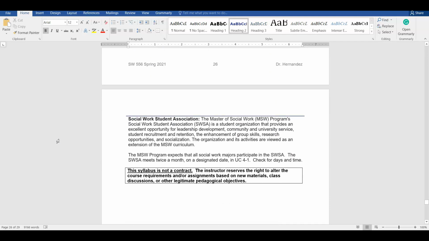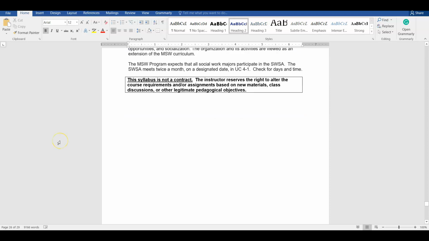This last thing on the syllabus is the Social Work Student Association. I think it is Miss Tina, I don't want to mispronounce her last name, Gustavus. I think she might have information about this. I think it's being revived. We have some great students right now, so please, if you're not involved, please get involved.